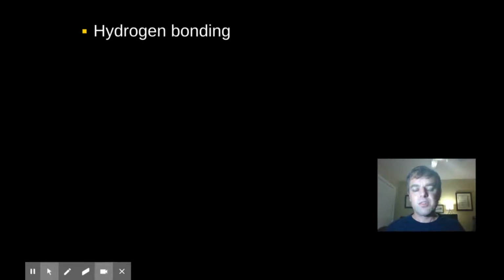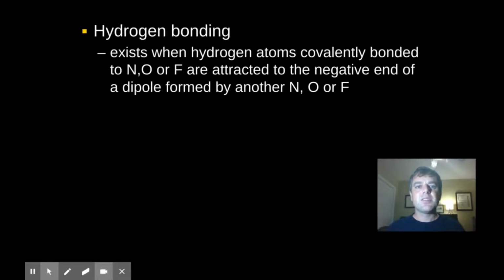And then there is the strongest intermolecular force of all, which is often the most misunderstood, hydrogen bonding. Hydrogen bonding exists when hydrogen atoms covalently bonded to a nitrogen, oxygen, or fluorine are then attracted to the negative end of a dipole formed by another nitrogen, oxygen, or fluorine in either the same or a different molecule.